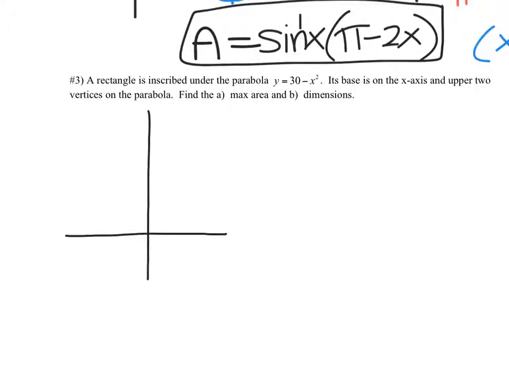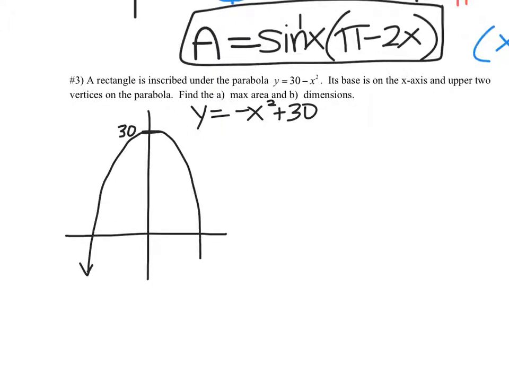Some people don't like it written like that. You can write this as negative x squared plus 30. That might help you figure out what that looks like. Do you know what that looks like? Perfect. It's an upside down parabola at 30 pointing down. I would hope that you guys would know what that looks like without having to graph it on your calculator.